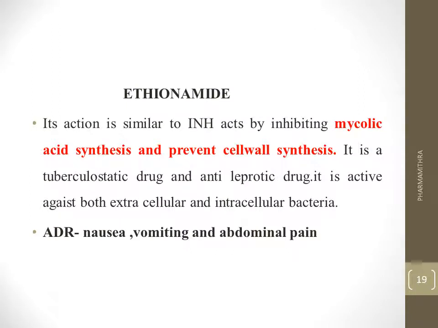Going to the other important drug, ethionamide. It has a similar action to INH, that is isoniazid, acting by inhibiting mycolic acid synthesis and preventing cell wall synthesis. It is tuberculostatic, inhibiting the growth of bacteria, and is also an antileprotic drug. It is active against both extracellular and intracellular bacteria. Adverse reactions include nausea, vomiting, and abdominal pain.